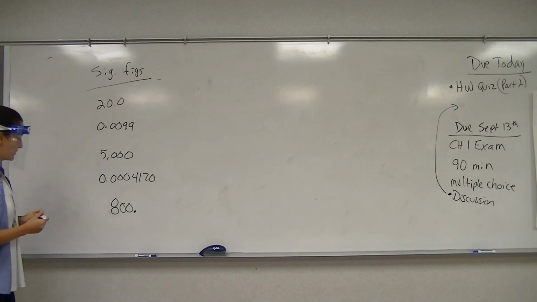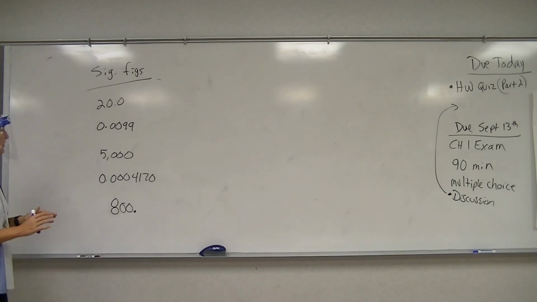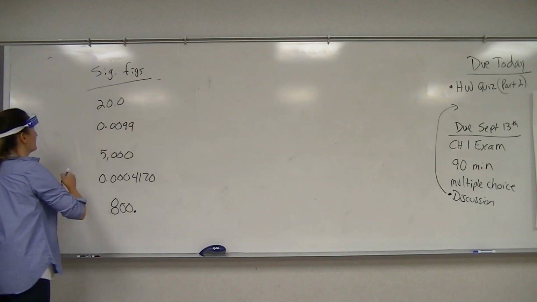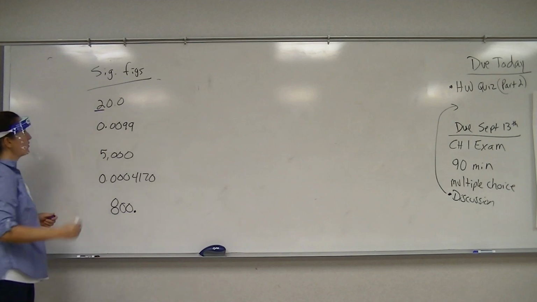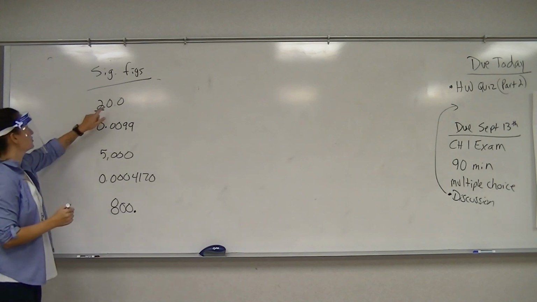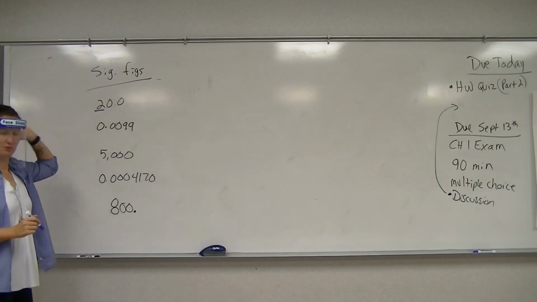So let's look at the first one. We're counting sig figs. So the rules for counting, if it's not a 0, it matters. You always count from left to right. So I'm starting at the 2. I know that counts because it's not a 0. Do these other 2 zeros count?